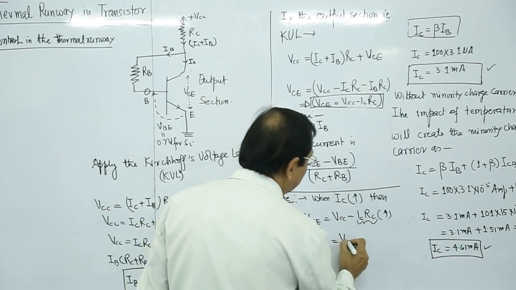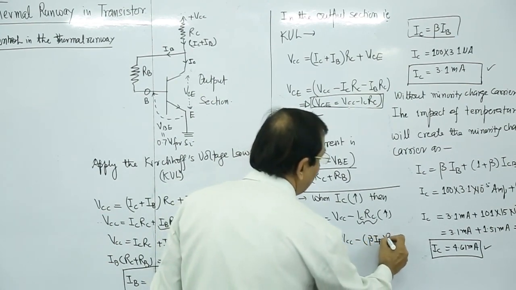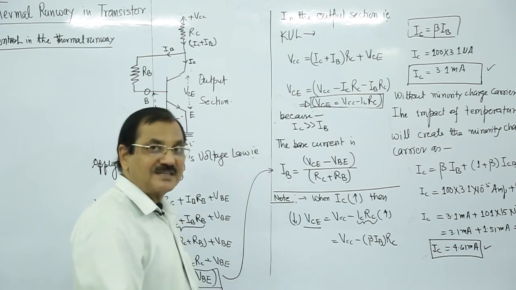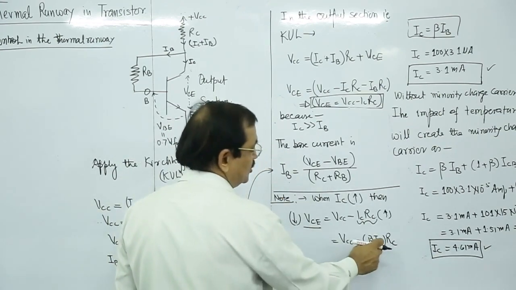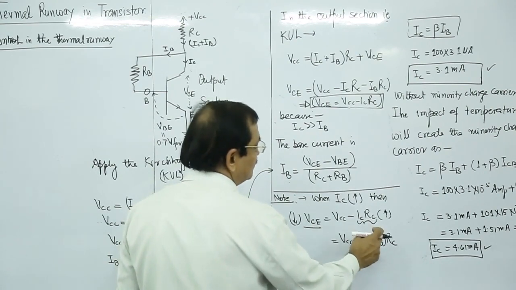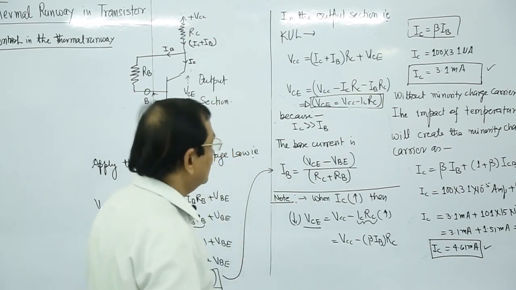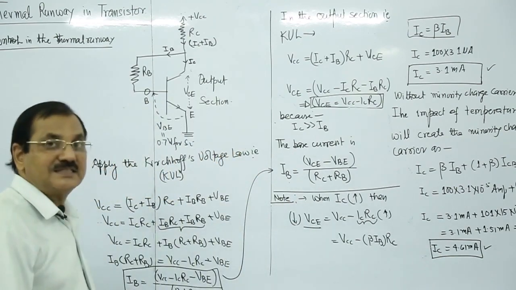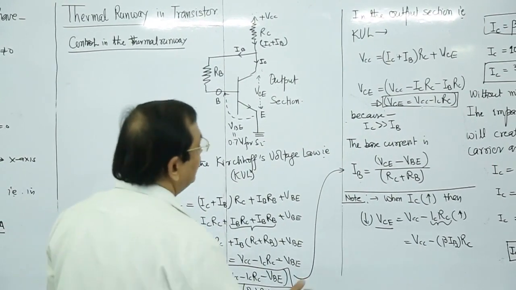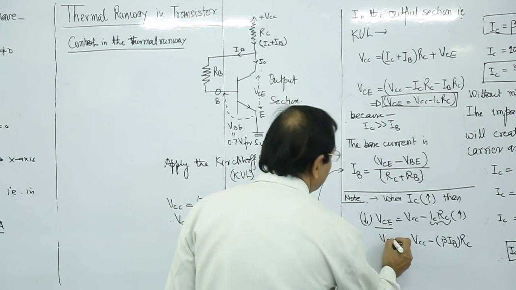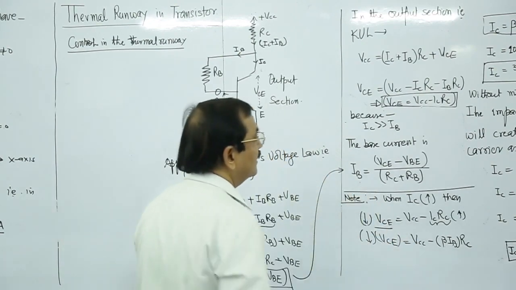And what will happen? VCC is equal to, this is beta IB RC. When VCE is decreased, this will control the IB. That is, IB will decrease. So what kind of change will be there?